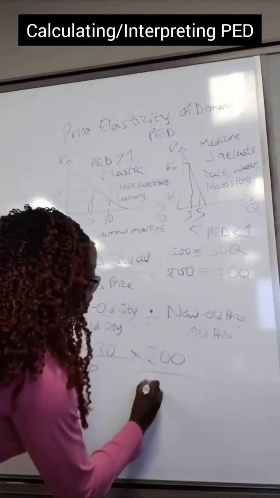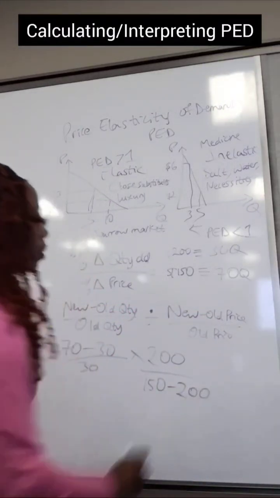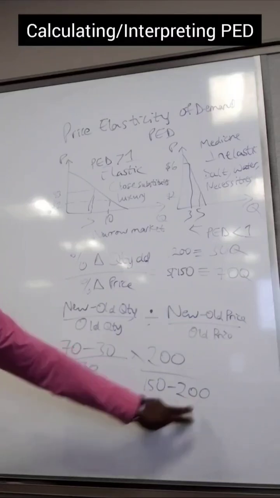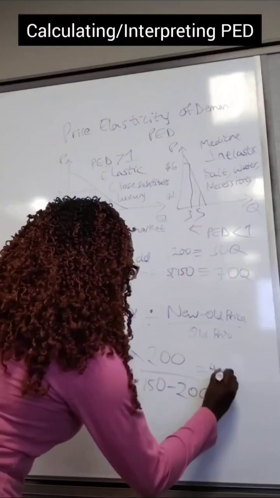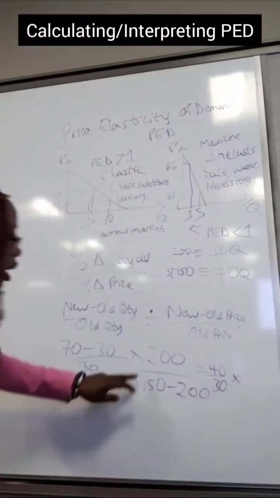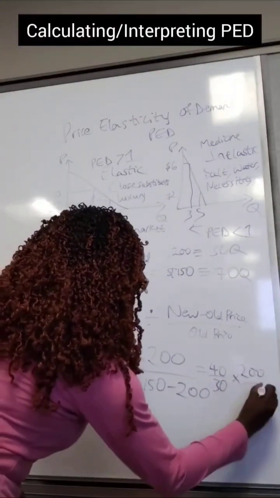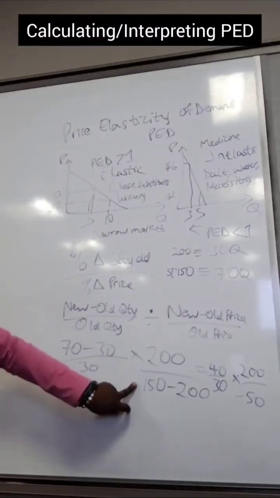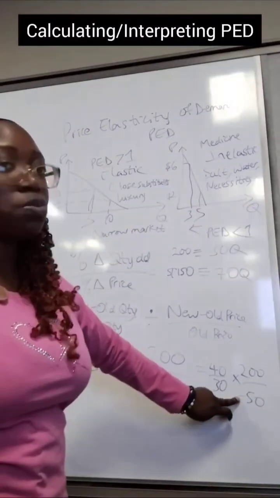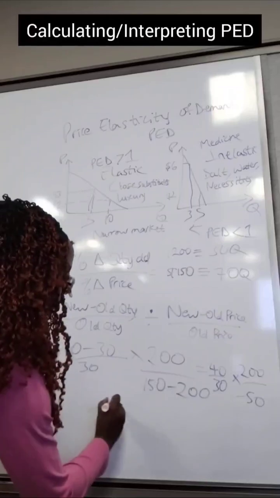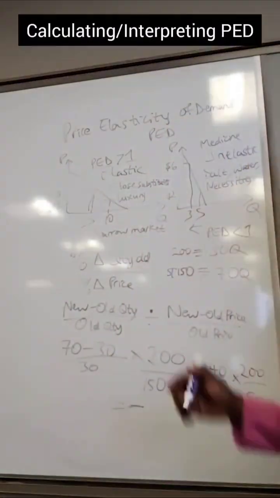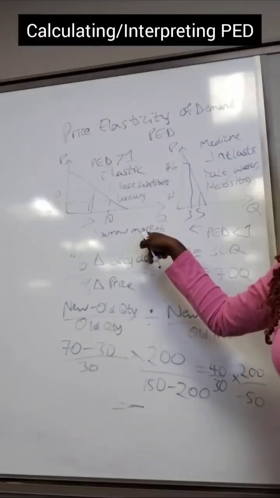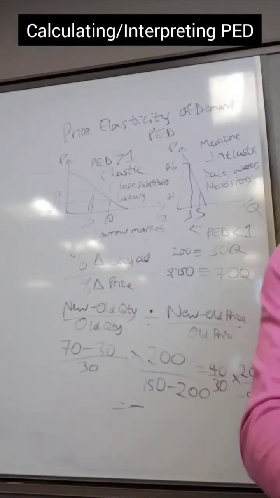So the new price is 150 minus the old price of 200, okay? So now let's quickly do this arithmetic. 70 minus 30 gives you 40 divided by 30 and times 200 divided by minus 50. So do you notice this minus here? This minus, our final answer is going to be minus because of the minus we have here. But basically the minus is just saying the negative slope between price and quantity demanded in line with the law of demand and supply.